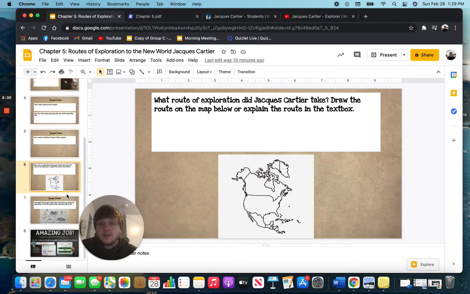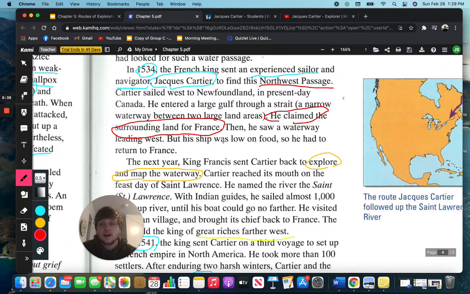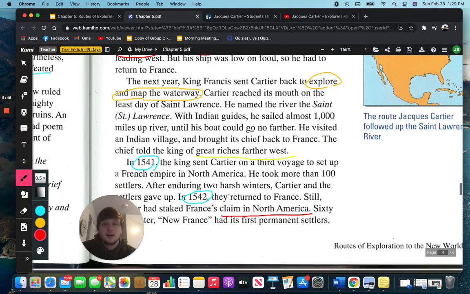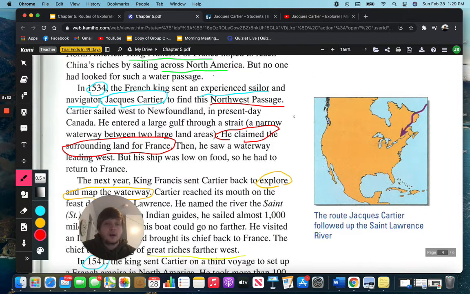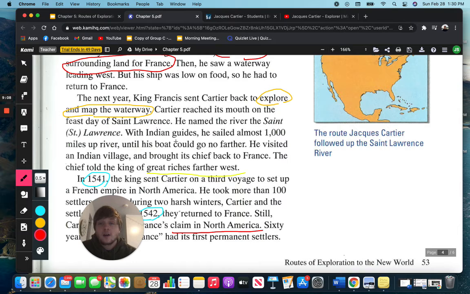And then we have to find the route of exploration that he took. There are multiple places in this chapter where it showed where he was traveling. It showed that he entered a large gulf through a strait. Lots of different information here. And he also has this map that shows exactly what route he took. It shows that he came down through Canada and then made it through that strait. And there's some more information in this paragraph about where he sailed exactly.